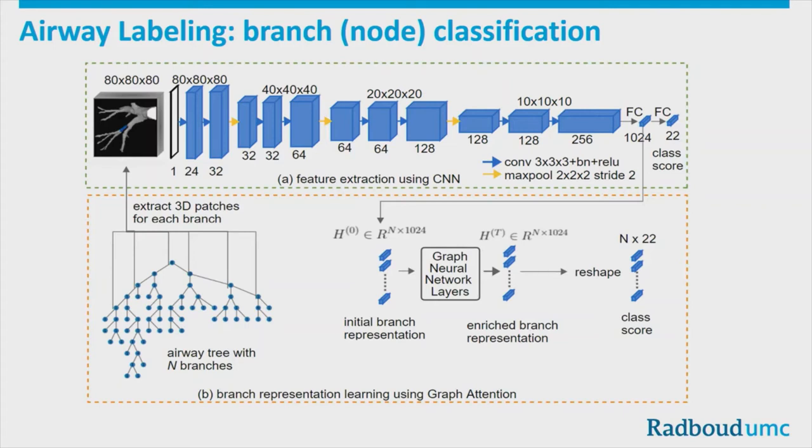Why is it 22? Because we have 18 segment labels, and I added 3 additional labels to make training easier. That is the trachea and the left and right main bronchi. And then we have a background label for the rest of the airway tree. So in the end, we have a 22-dimensional one-hot encoding vector for the reference labels.